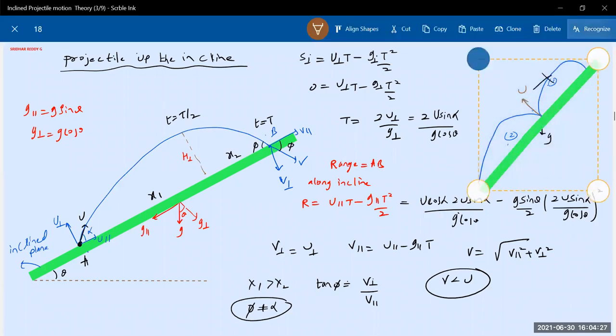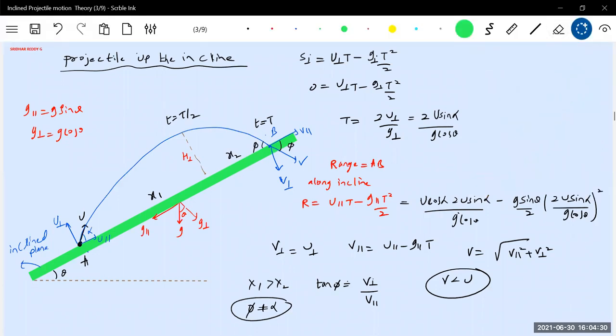Sir, in the projectile down the incline, the first page, sir, can you scroll the page, sir, once? I have a doubt.